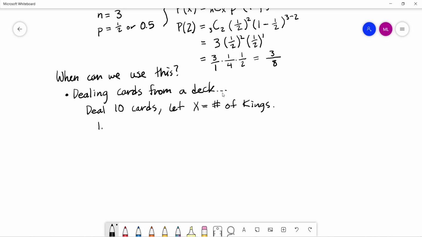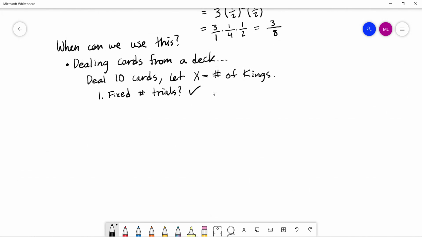So number 1, do we have a fixed number of trials? Yes, so let me just do a check mark. Yes, we're dealing 10 cards. We're randomly picking a card from a deck 10 times. So we're repeating this process 10 times. We have a fixed number of trials.